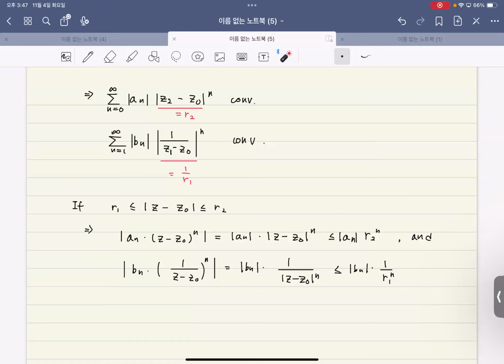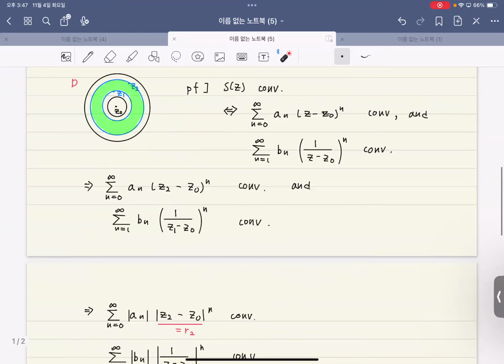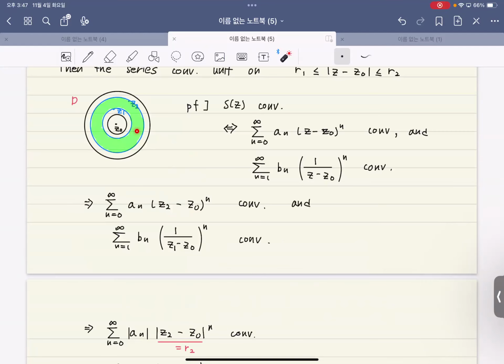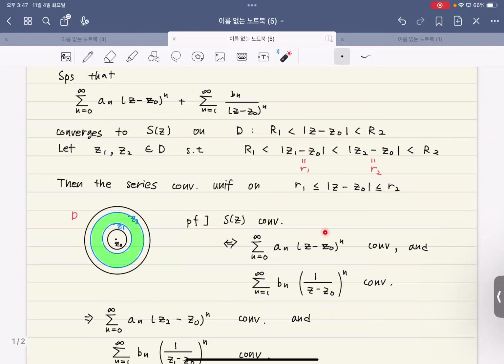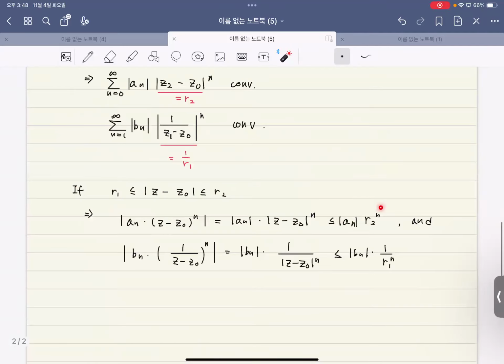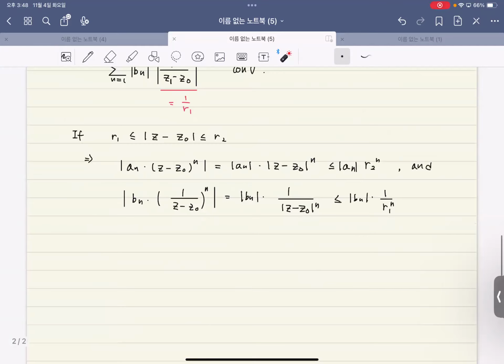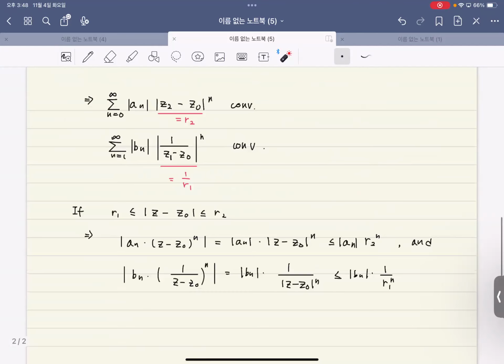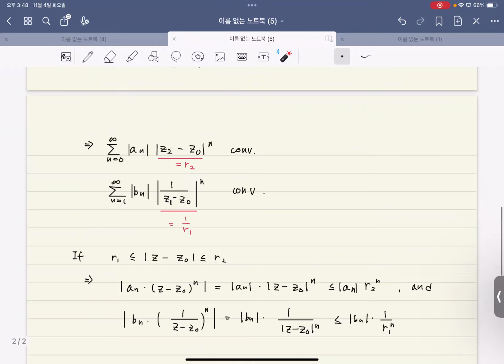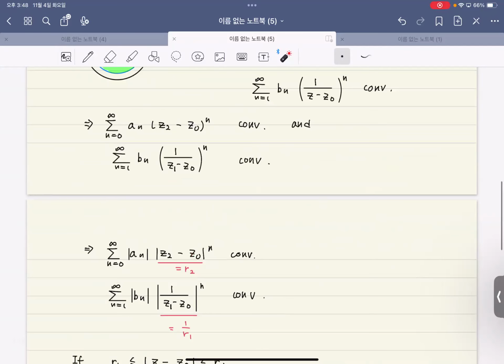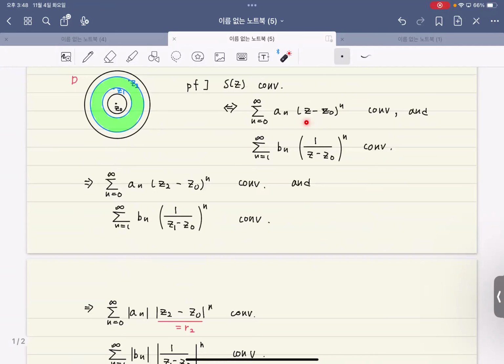So the conclusion is: for this closed annulus, just choose any point over here. In this closed annulus, this summand is clearly bounded by this number, and that summand is obviously bounded by that number. We already know that this series is convergent and that series is convergent. Because of the M-test, this one converges uniformly, and this one converges uniformly. So everything is converging uniformly.